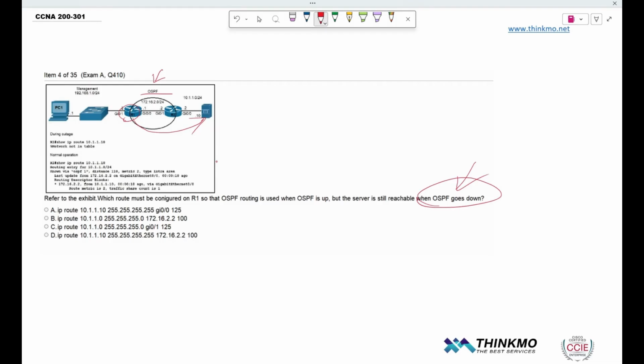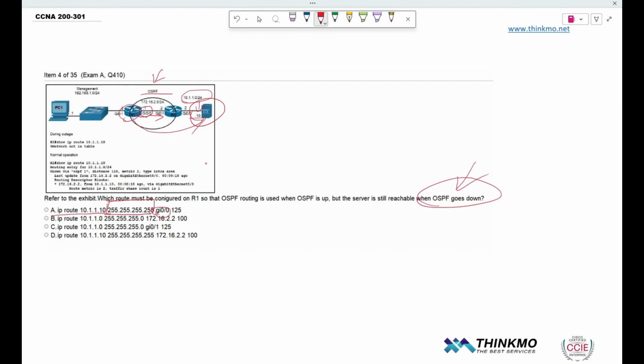So we write a static route, and that's why we choose A. The address to reach this server is 10.1.1.10, right? And then when we write this host route, it points precisely to this host, meaning this server. As for the next hop, it goes out to interface 0/0, which is my own interface, right? Then it's sent to the far end.